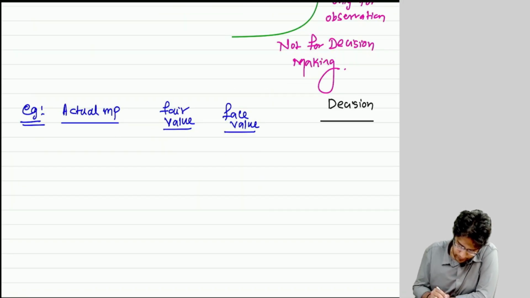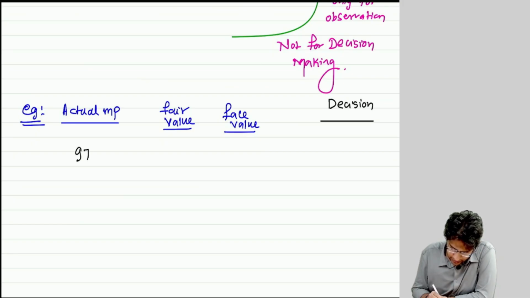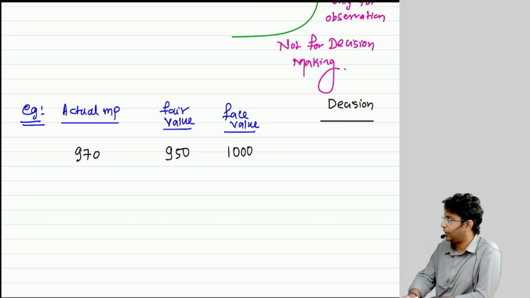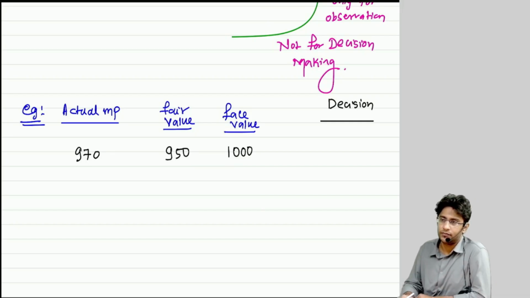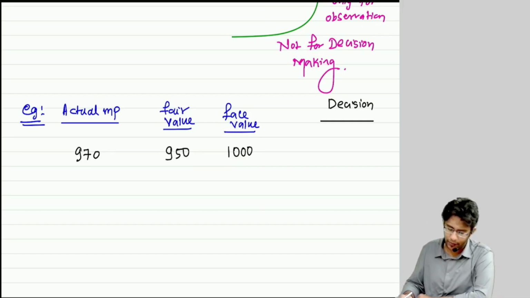Okay, first scenario. Actual market price of the bond is 970. Fair value of the bond is 950. Face value of the bond is 1000. Tell me, will you buy the bond or sell the bond? Or rather, answer overpriced or underpriced?